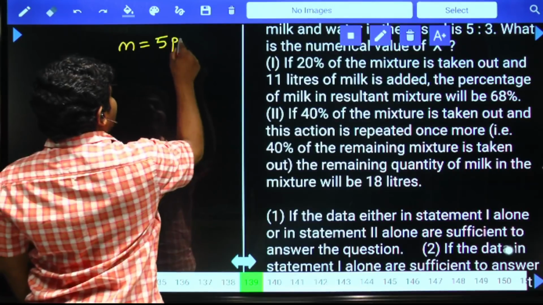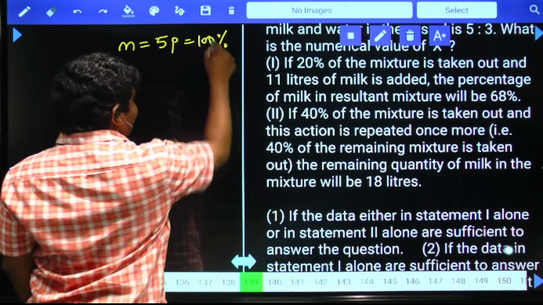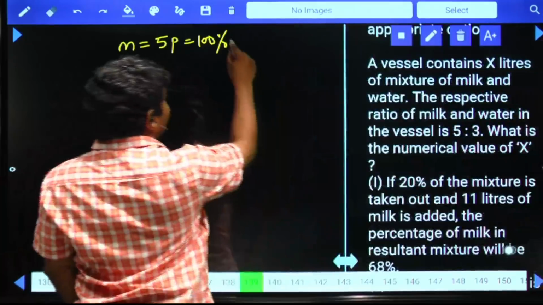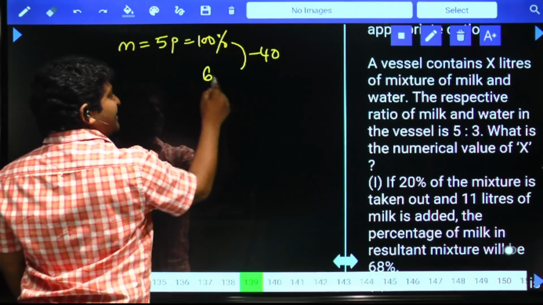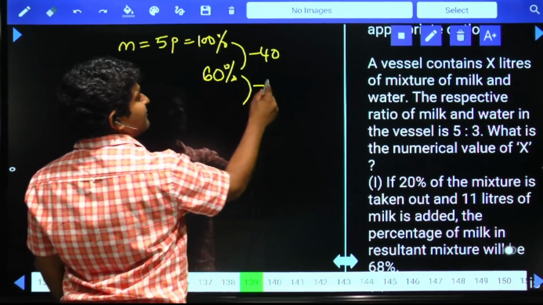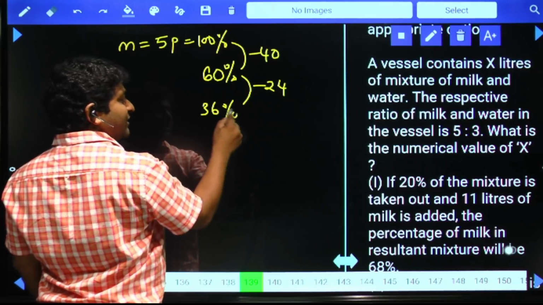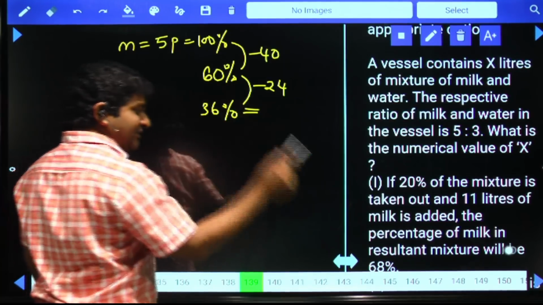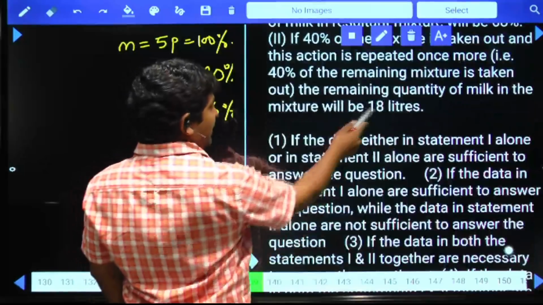Let me take initial milk as 100%. Every time we are taking 40% out. First time I'll subtract 40%, which is equal to 60. And again on 60, I'll take 40%. 40% of this number is 24. Then the answer will be 36%. And this value is equal to how many liters they said? That is equal to 18 liters.